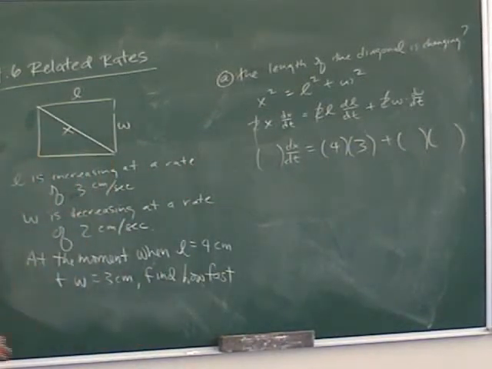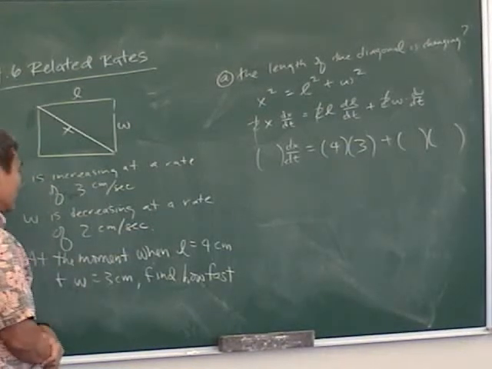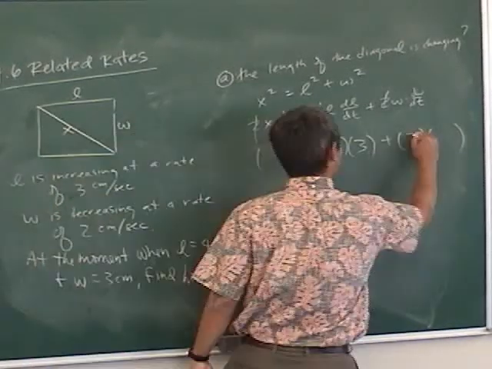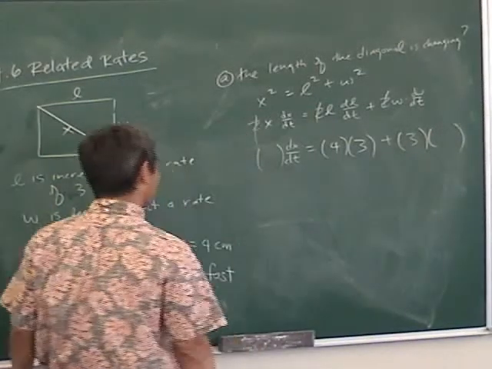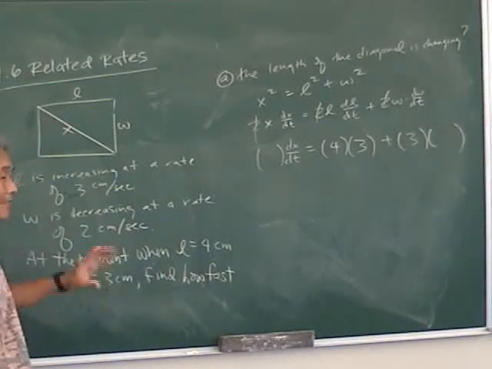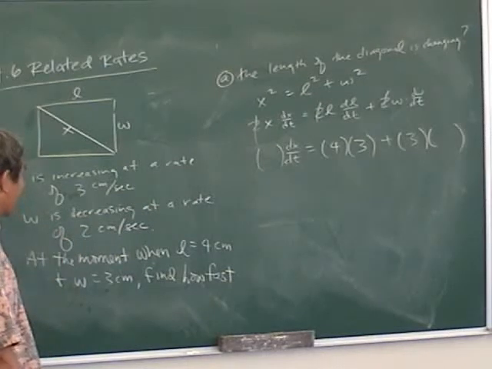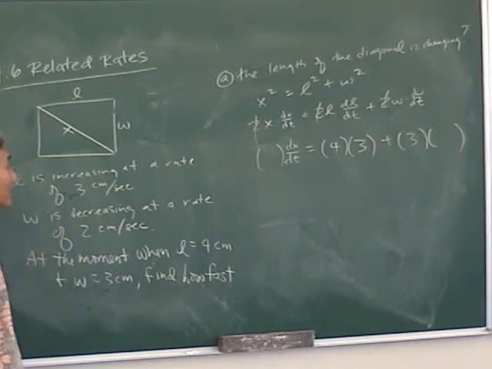Derivative means rate. What about W? Right there, people. 3. Come on, I had a 400 SAT verbal. I can figure these things out. Now, what about dW/dt? How fast is the width changing? Right here. The width is decreasing at a rate of 2 centimeters per second. So what do I plug in for dW/dt?